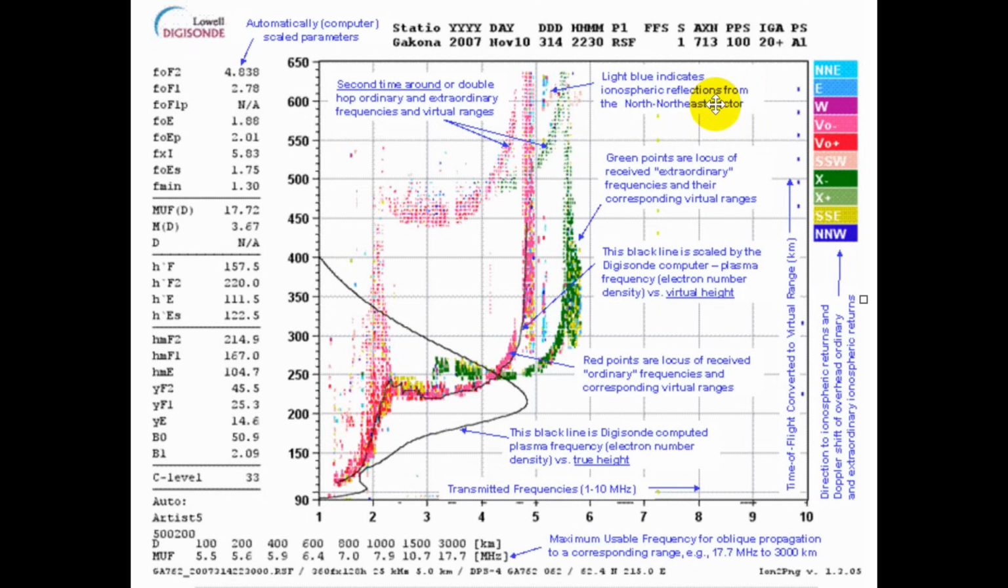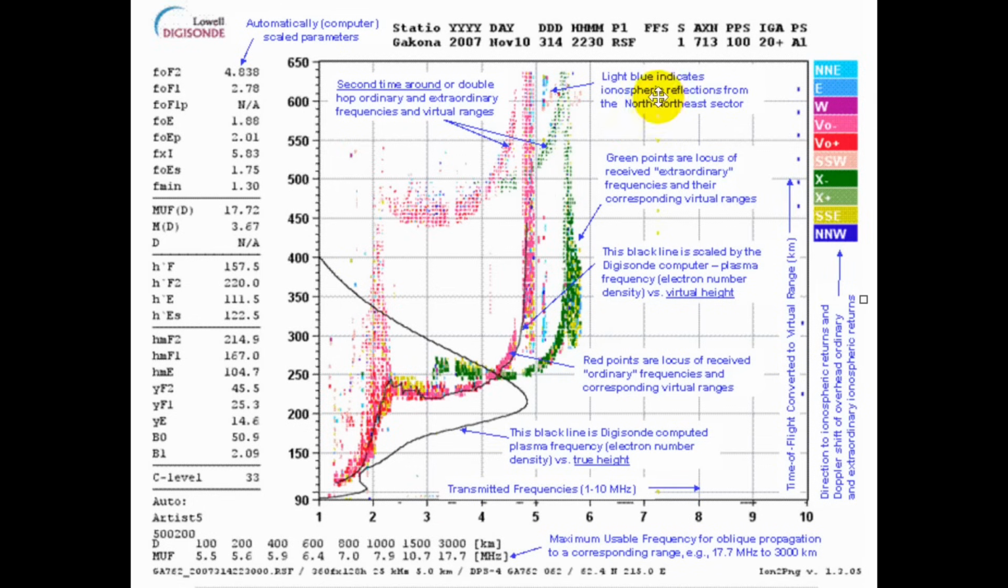This is annotated and comes from Wikipedia. Excellent annotation. So these are the transmitted frequencies. You see how it zips up. Now the one that we showed earlier was on 20 meters, so that would be over here. This black line tells you the electron number density versus true height. The red points are the locus of received ordinary frequencies and corresponding virtual ranges. The green ones are extraordinary. So these are the O waves. These are the X waves. And yes, the ionosphere does treat them differently, as I've said in a video or two.